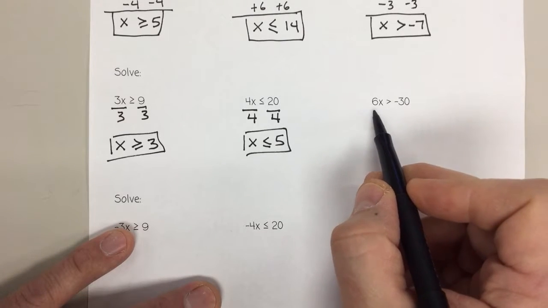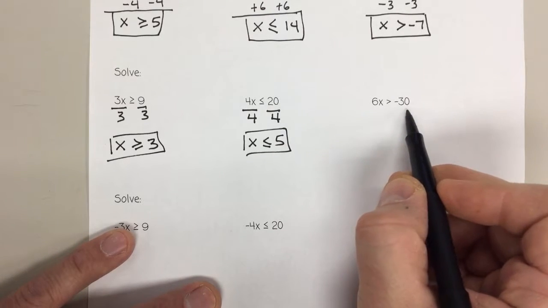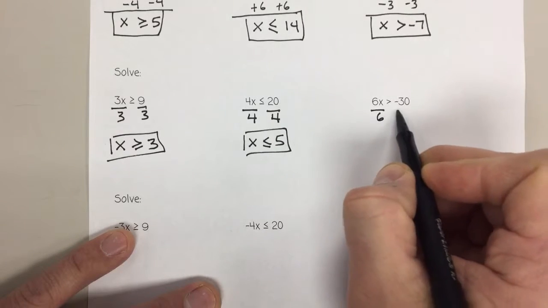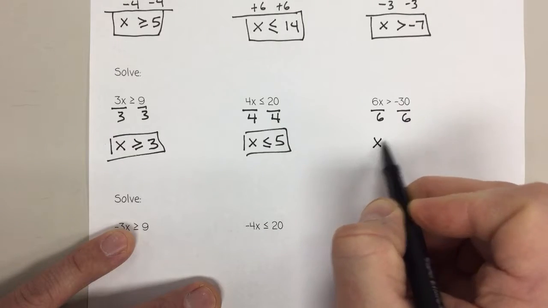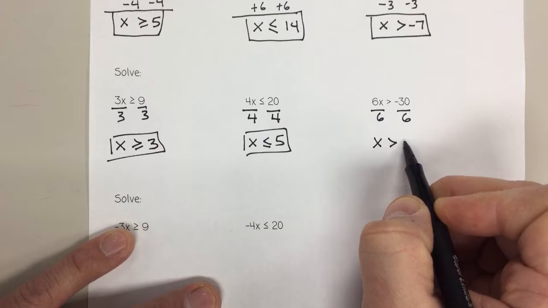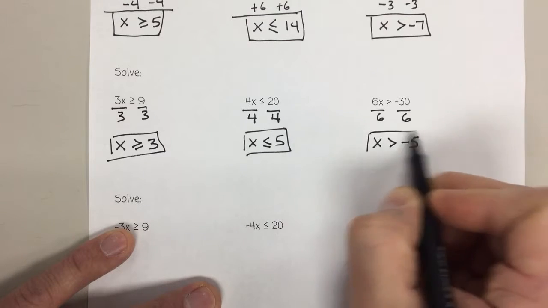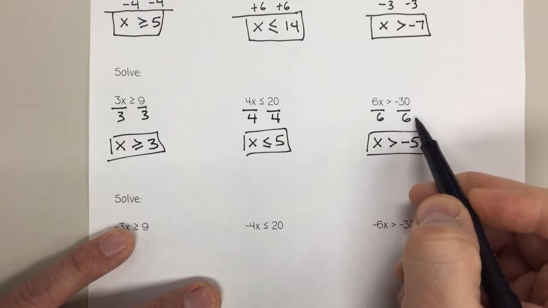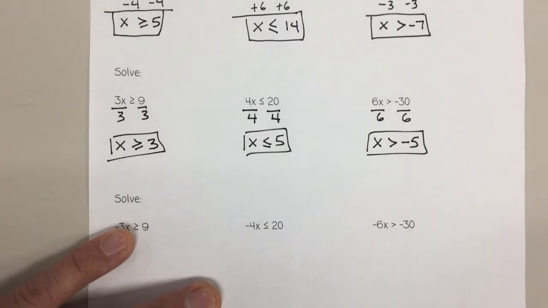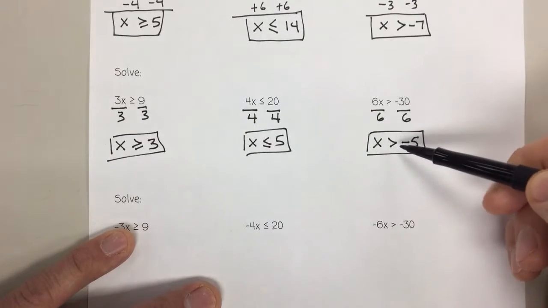For my next example, I have 6x is greater than negative 30. Divide both sides by 6. I get x is greater than negative 5. Remember, a negative divided by a positive is negative. Again, the symbol stayed the same direction.